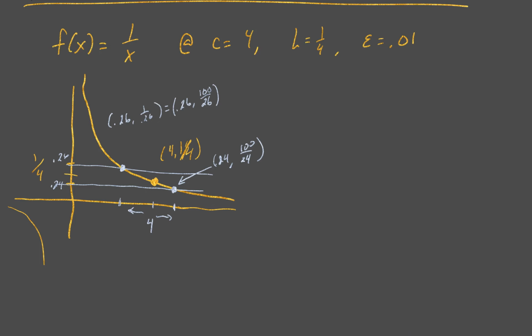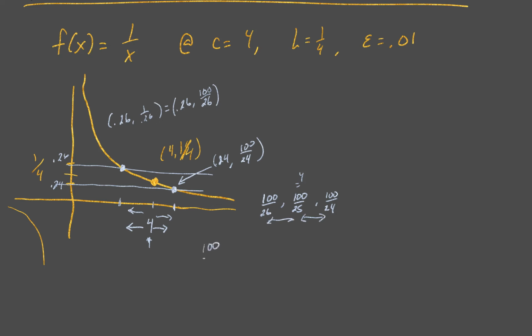So if I want to take the shorter of these two distances, I've got 100 over 26 on the left, 100 over 25 is where 4 is, this is equal to 4, and I've got 100 over 24. I want to find the smaller of these distances. Is it this way or is it this way? So we're going to take the difference of these things and figure out what they are.